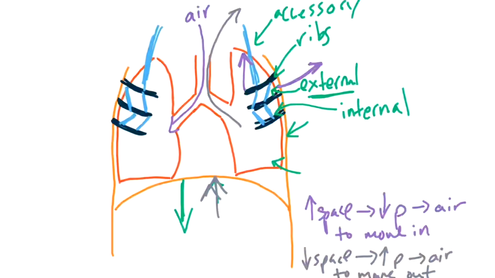During active expiration, the abdominal muscles contract and push the diaphragm upward. Additionally, the internal intercostals contract and pull the ribs inward. Ultimately, this decreases the space more than usual, which results in a more forceful expiration. Okay, with this in mind, let's examine the normal tendencies of the lungs and chest wall.